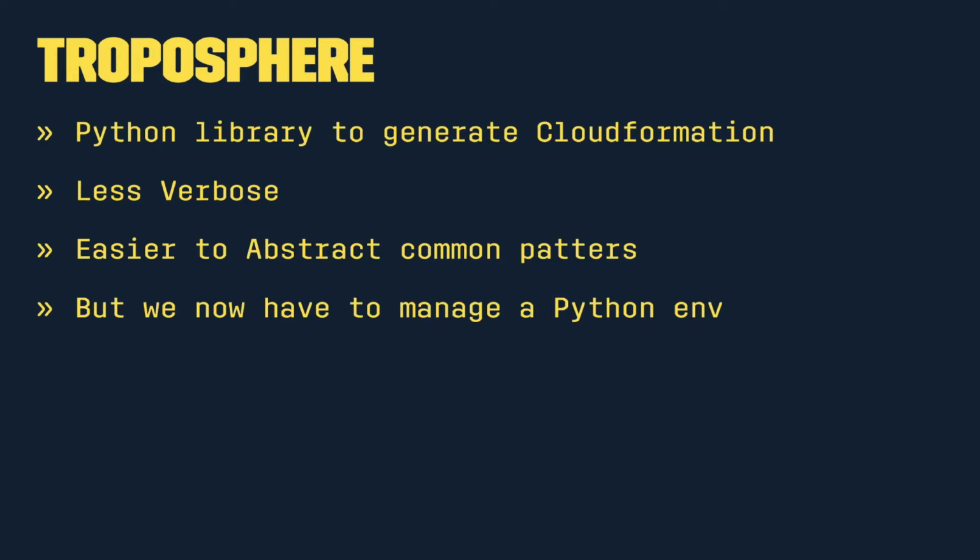It's an improvement. It's less verbose. You can write less code and end up with more template code. There's a typo on the slide, it should say patterns. It's easier to extract common patterns out. So if you have a set of infrastructure that you use, maybe a log metric or a log group, you can define that in one place and just pass parameters into it to reuse it. The big downside to that is now we also have to manage a Python environment. I'm not a Python developer, so that was a big hurdle for me.